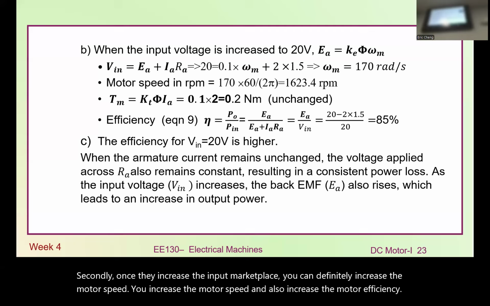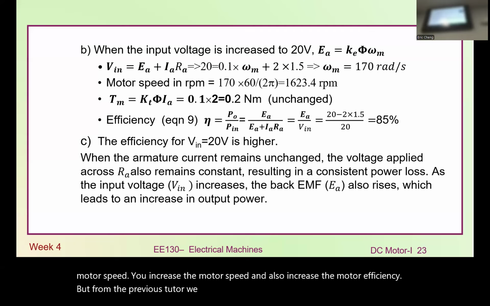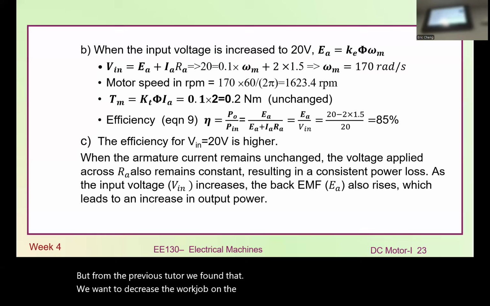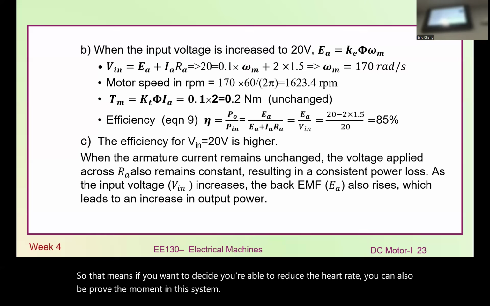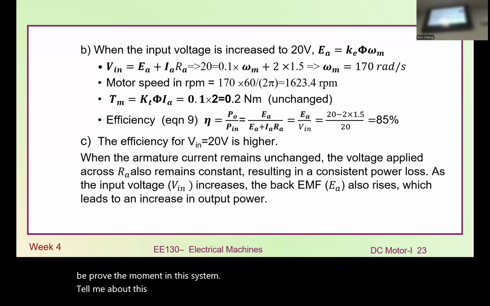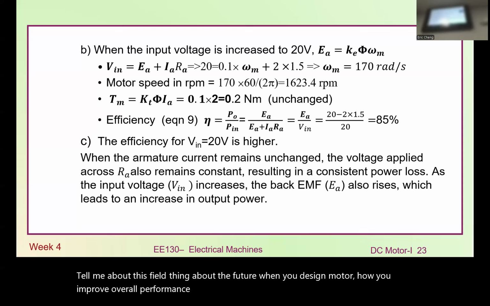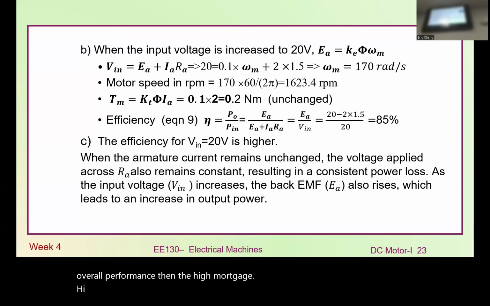But from the previous tutorial, we found that we want to decrease the voltage drop on the armature resistance. So that means if you are able to reduce the RA in your design, you can also improve the motor efficiency. Mainly about these parameters, that is what to think about in the future when you design a motor, how you improve overall performance. Then high voltage motor, of course, will be something we need to do.